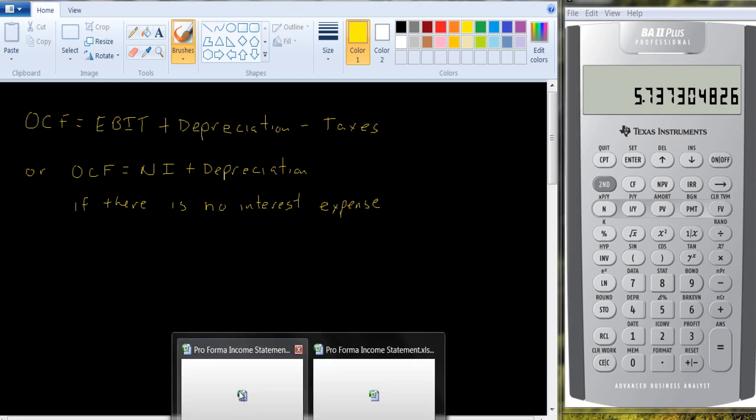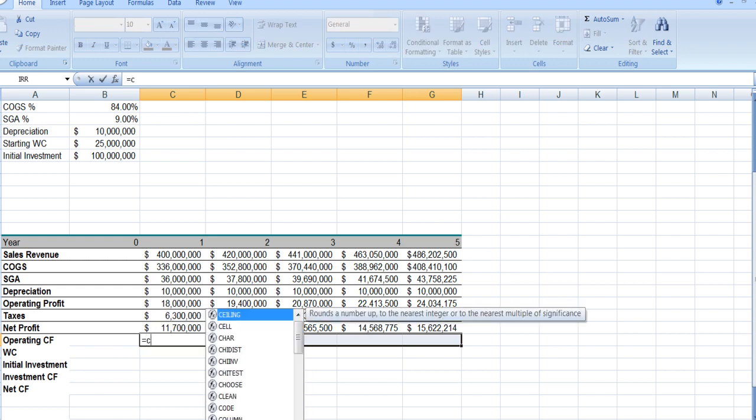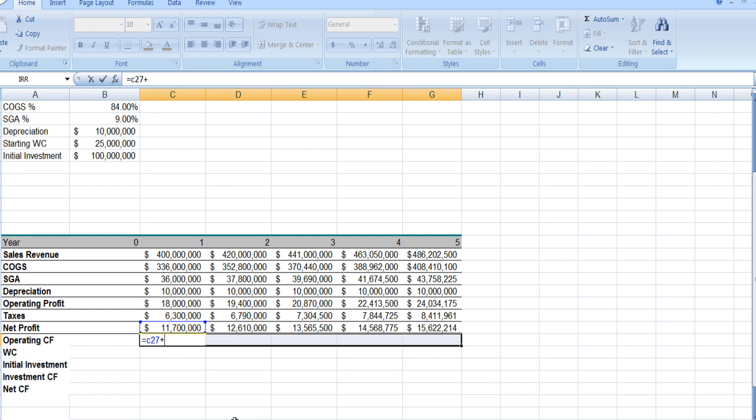So let's go back to our spreadsheet here. And you'll notice that I called it operating profit here, but that's EBIT. And there's no interest expense anywhere here, so we can use the second formula. Operating cash flow will be equal to net profit, or net income, I called it net profit here, plus depreciation. So let's do that. This is going to be equal to C27 plus C24.